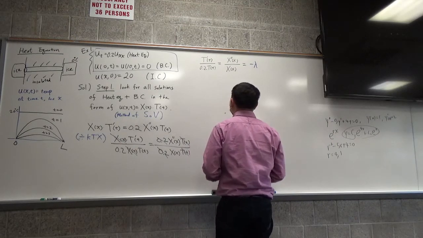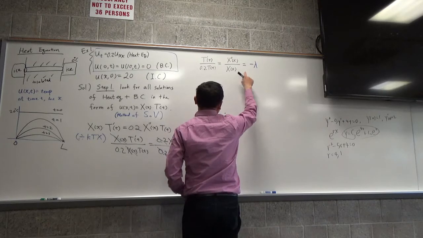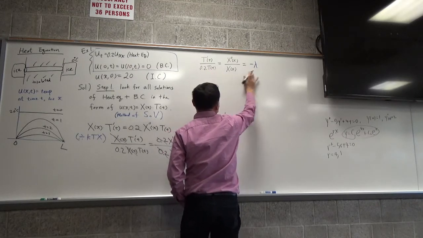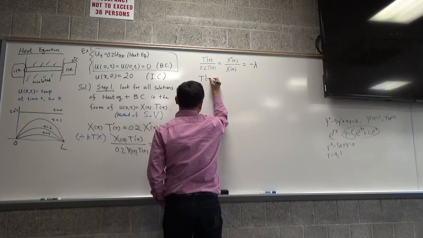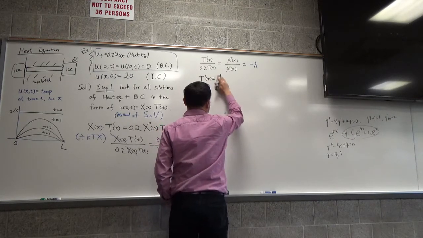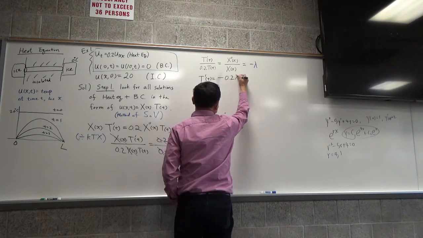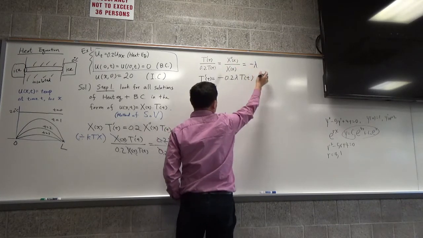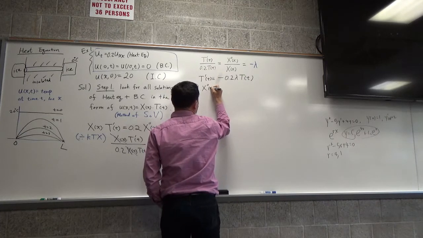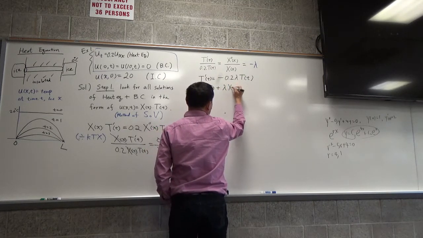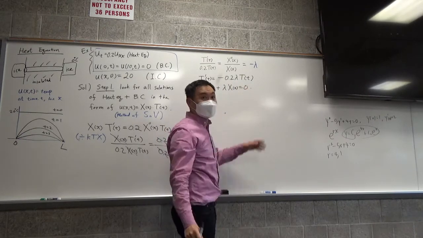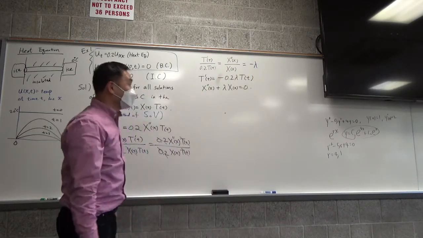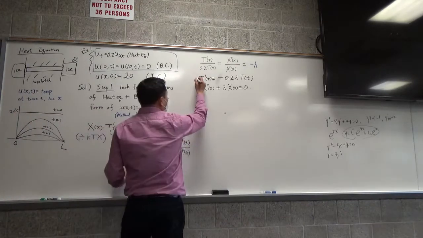Let's continue on. All right, so this now gives two equations. So the first one, this one equals to this. If you solve by multiplying this to the other side, you get T prime of t equals negative lambda T of t. And the second equation, if you multiply X of x to the other side and move it to the left side, you get X double prime of x plus lambda X of x equals 0. You see, hopefully I don't have to show you the algebra. I multiply this and move lambda X to this side. Okay?